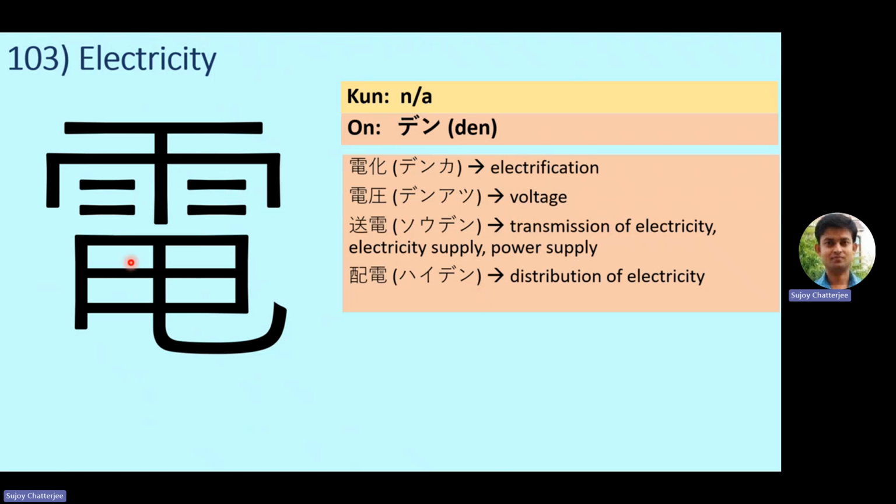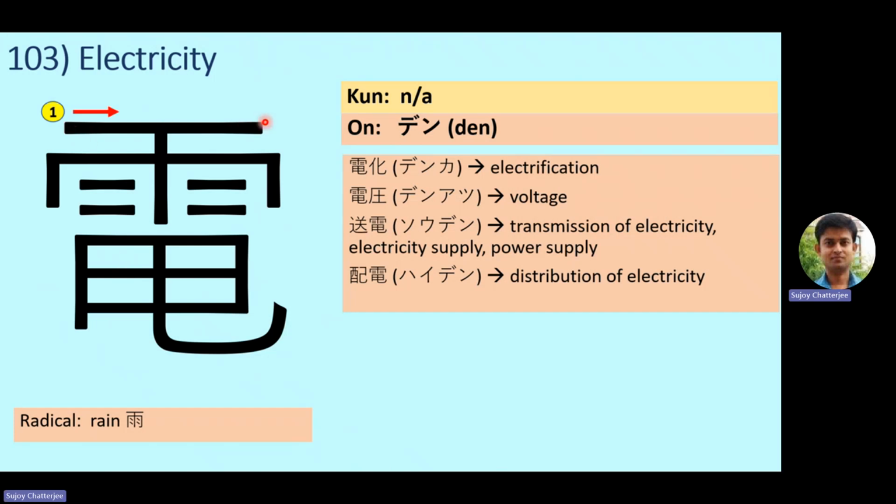So even on streets and public places, if they want to indicate something related to electricity, you will find this symbol. This symbol again looks very complicated, but it is very easy. As you can see here, there are two parts. This part comes from the kanji of rain, you might remember, and this kanji is basically the kanji of lightning. So rain plus lightning. The radical involved here is that of rain. Let us look at the stroke order for this character.